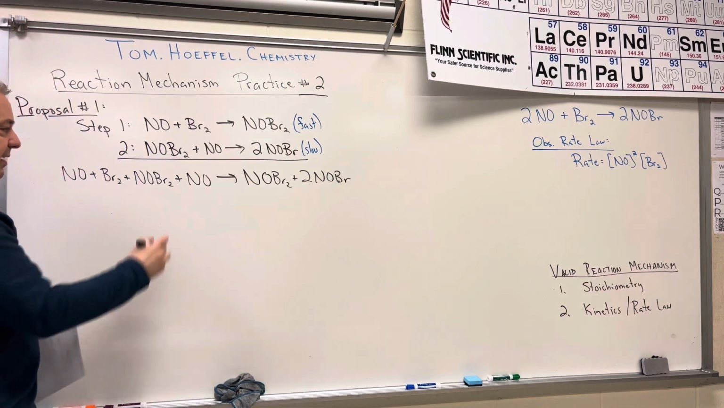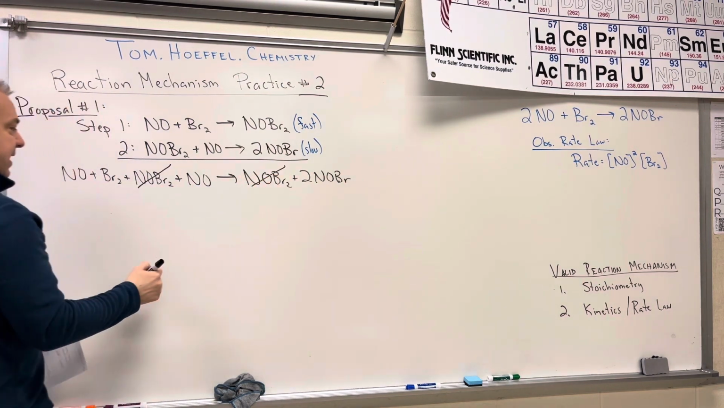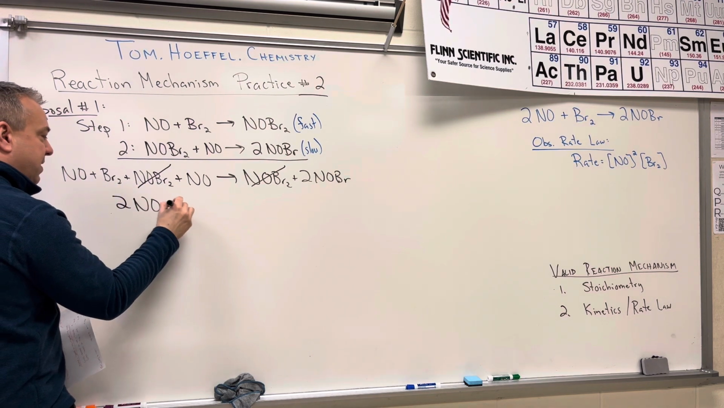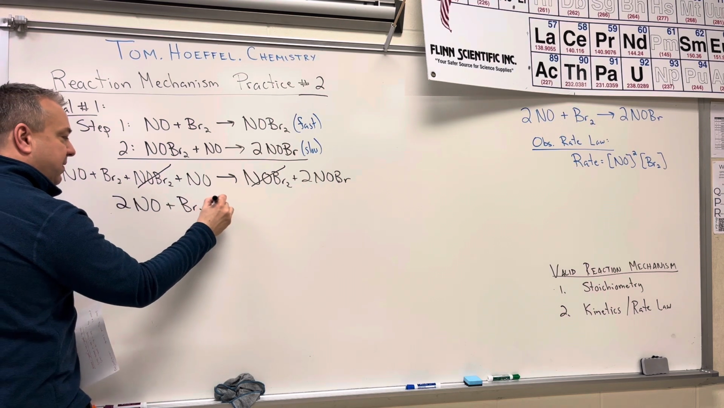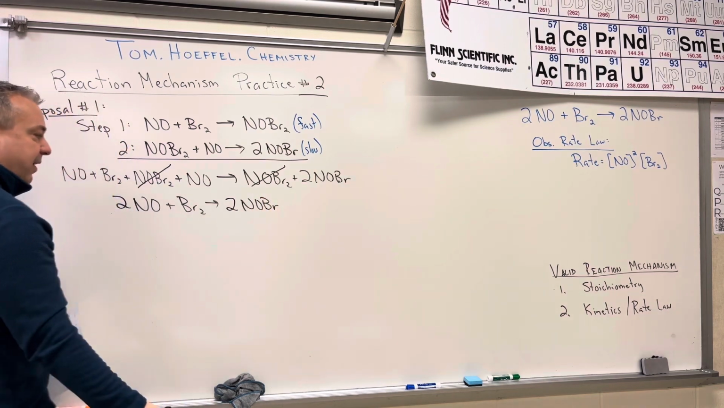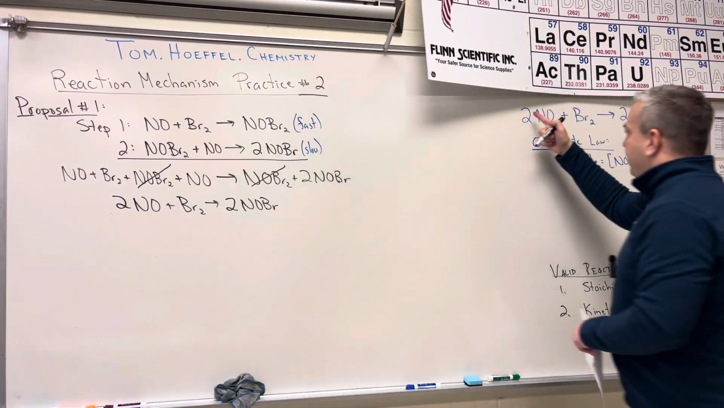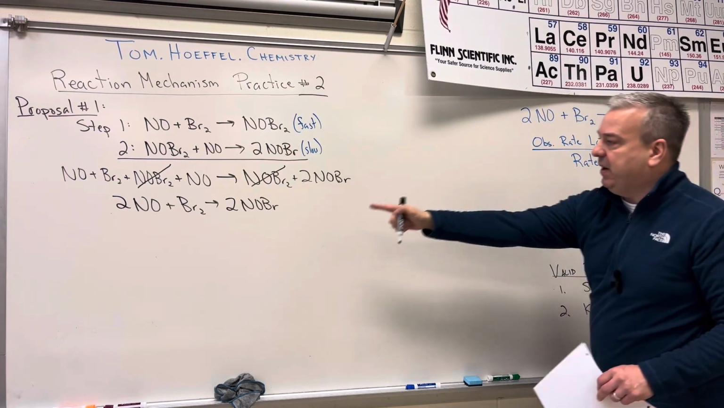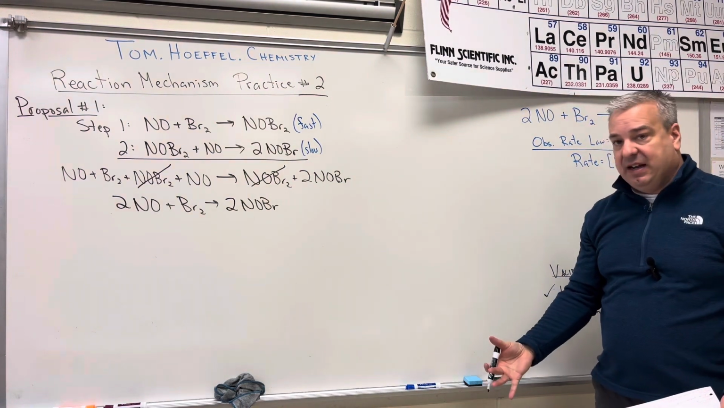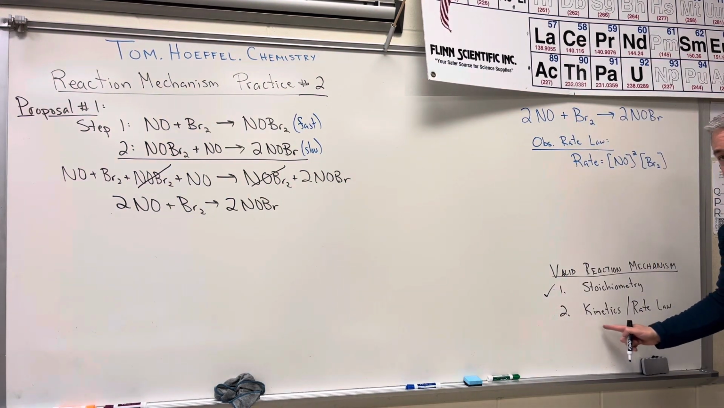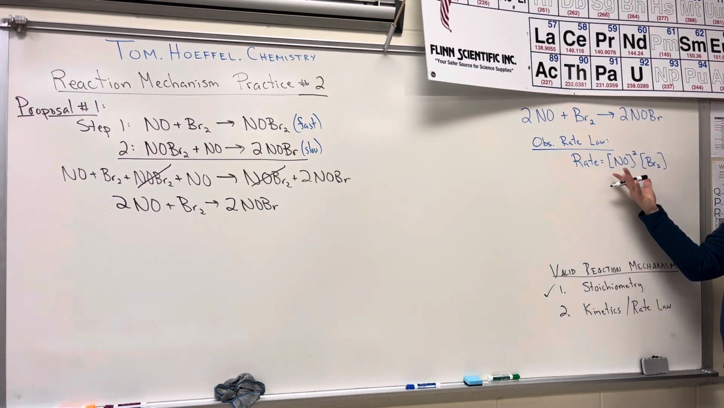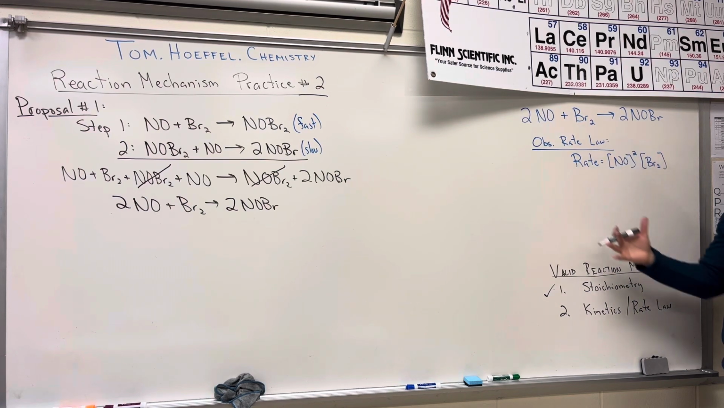Remember, we've got to cancel like things. So this is going to cancel out, and this is going to cancel out. Here's my two NOs, here's the Br2, and that yields two NOBr. Okay, so based on stoichiometry, does that match the overall balanced chemical equation? And when I compare the two, it looks indeed that it passes the stoichiometry test. Now let's see if it passes the kinetics test, which means the rate law of the rate determining step must equal this observed rate law that I discovered through experimental data.